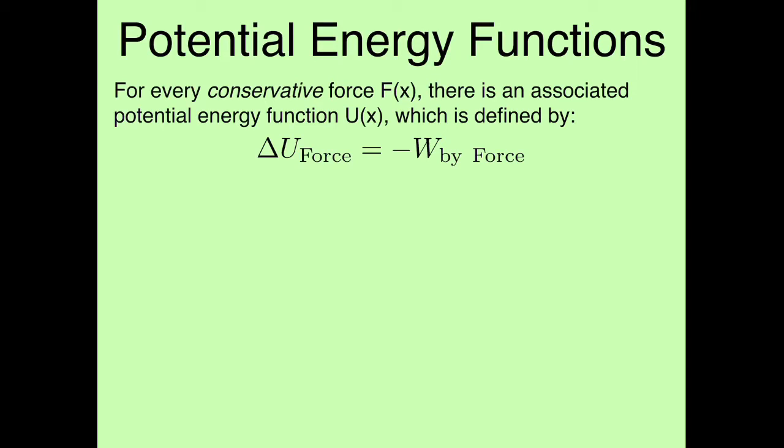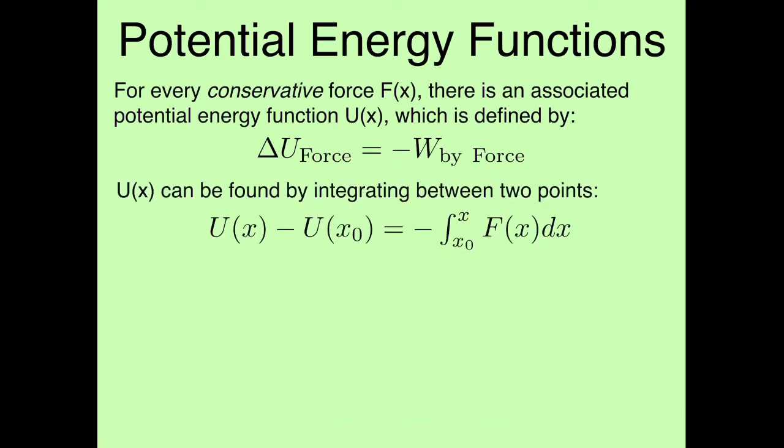Okay, so the general picture for potential energy is this. If you have a conservative force, and we'll call that f of x, this means you plug in some value of x and a force pops out, there's going to be an associated potential energy function, which we'll call u of x. So again, it might also depend on position, might depend on x. And we define that as follows. We have delta U for the force is equal to minus W, the work done by that force.